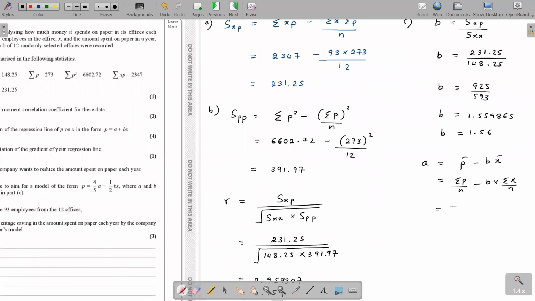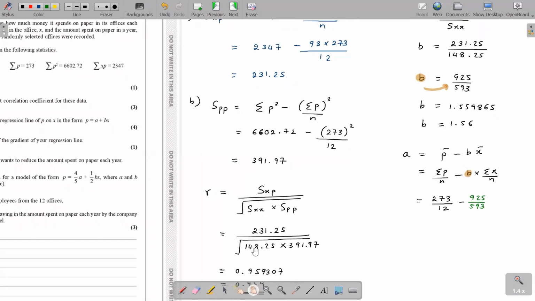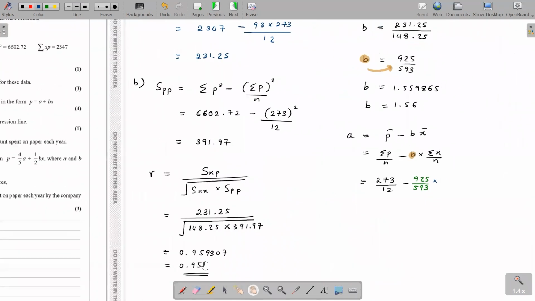So sigma P is given to us as 273, N is 12. Minus, now in here, it's really important that when you input your B value, do not input just the 1.56 here, but do give the exact figure. For B, give the exact figure. Do not give just the rounded off figure. Let's use the exact figure here. So B is 925 over 593. Otherwise, your A value would not be correct to 3SF. So give the exact figure. Try to get the answers exactly as much as possible. Into sigma X. How much was sigma X? 93. Over N, which is 12. Get me the A value.